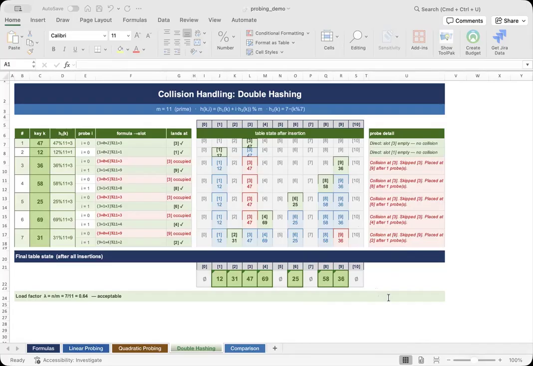Okay. So the linear probing can lead to primary clustering. The quadratic can lead to secondary clustering, but the double hashing can eliminate both of those.